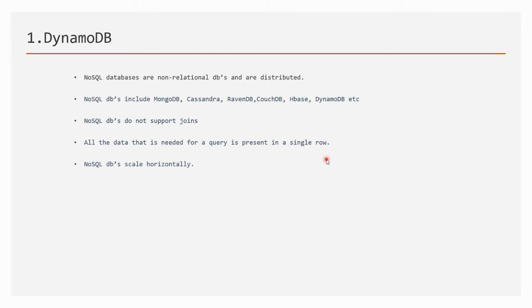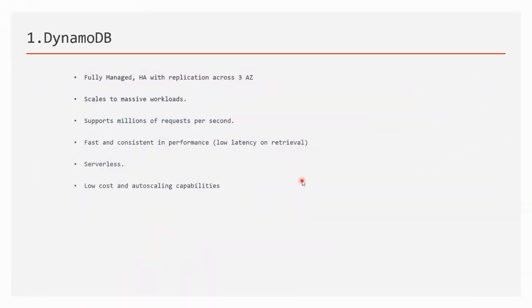And these databases scale horizontally, not vertically. Vertically means we are adding some hardware, but here these NoSQL databases can scale horizontally. That means we can add as many servers or as many nodes as we want to scale our application. So it is fully managed.